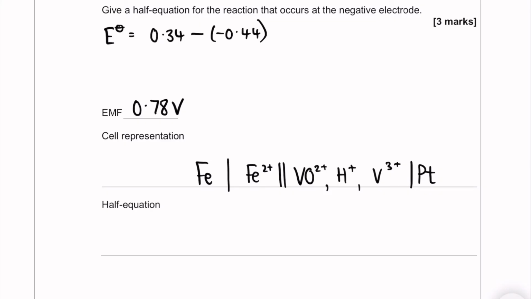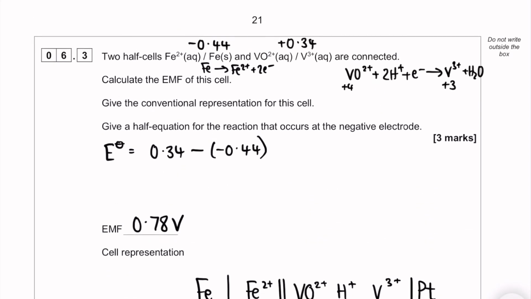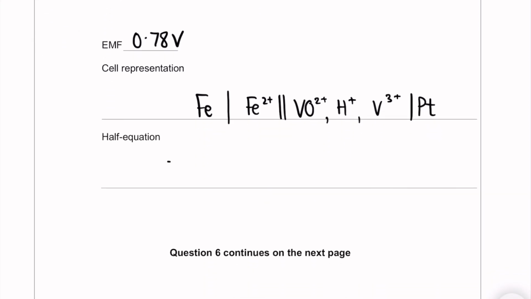Half equation at the negative electrode, I actually already wrote at the top. The negative electrode is the left-hand side where oxidation occurs. So if you go to the table, you take the equation and you reverse the direction.